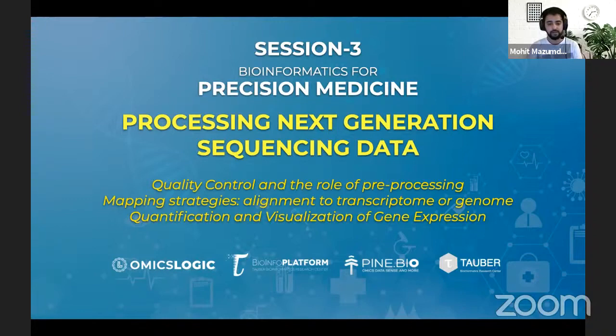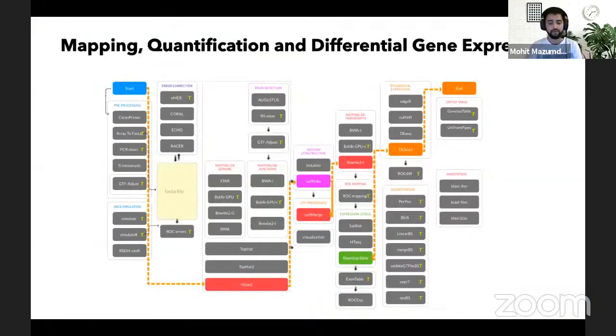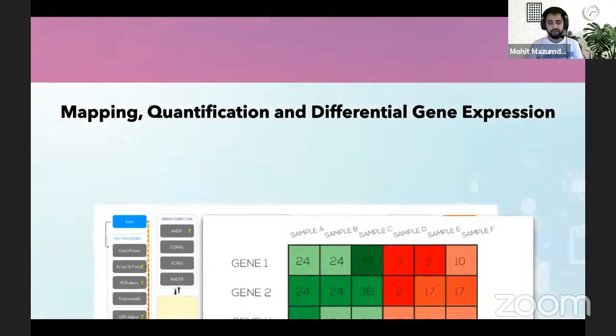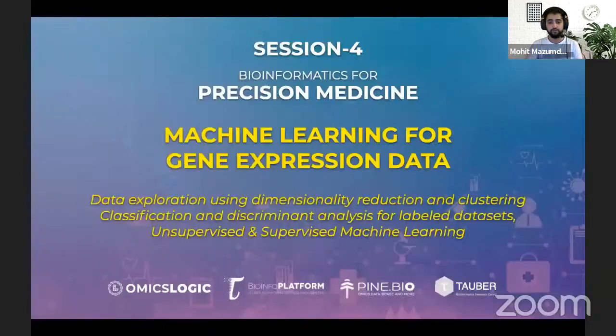So in this session, we will be going through, for example, the processing pipelines. We will prepare a full pipeline and then go through different types of analysis that we do for gene expression data. The session after that, which will be the fourth session, is on machine learning.